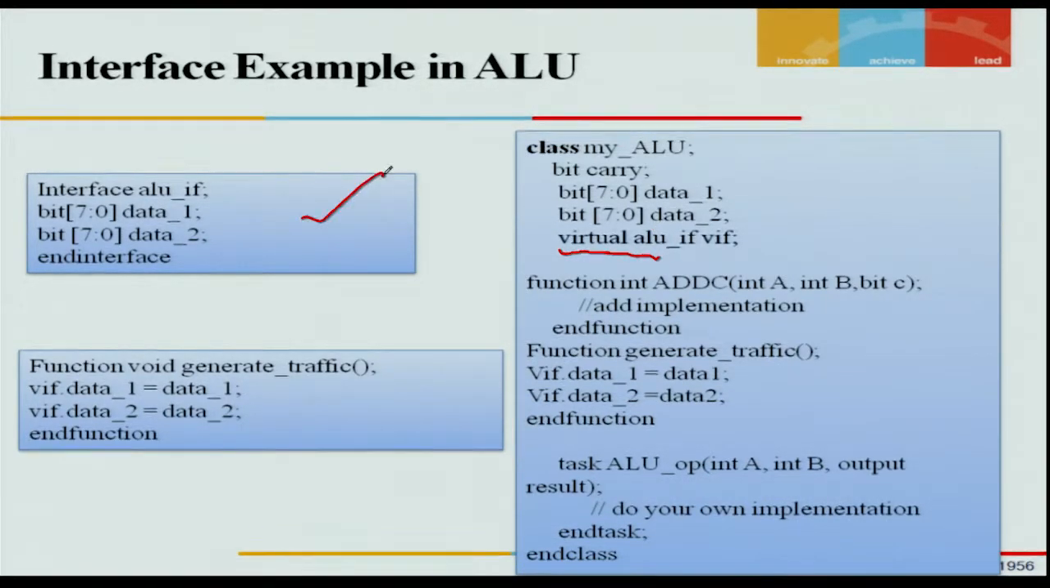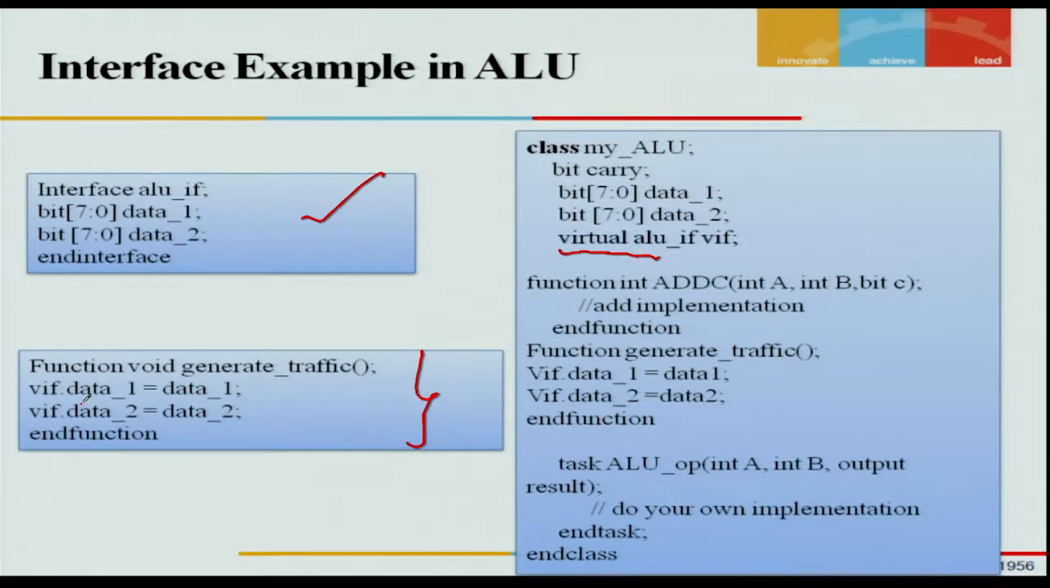This is an example of an interface which has two 8-bit inputs, data 1 and data 2, and this basically generates traffic. So after the constraint randomization is done, which I'll come to in later slides, you have data 1 and data 2 from classes, and the virtual interface's inputs, data 1 and data 2, are given those values. That's it. So it is basically generating traffic, and this traffic is then used as inputs to the DUTs. So that is what is done here.